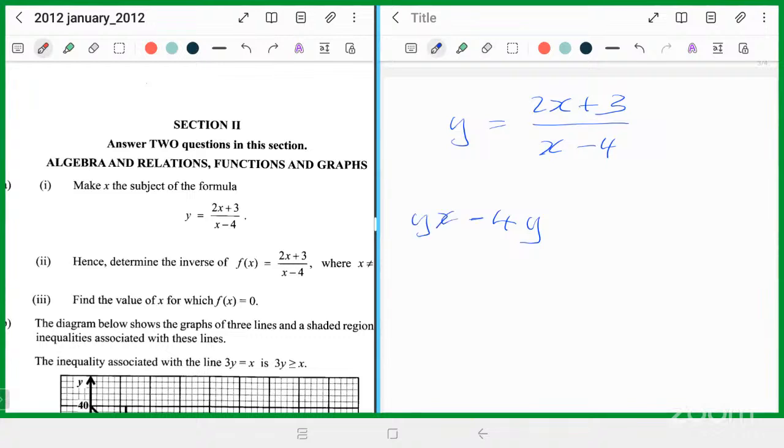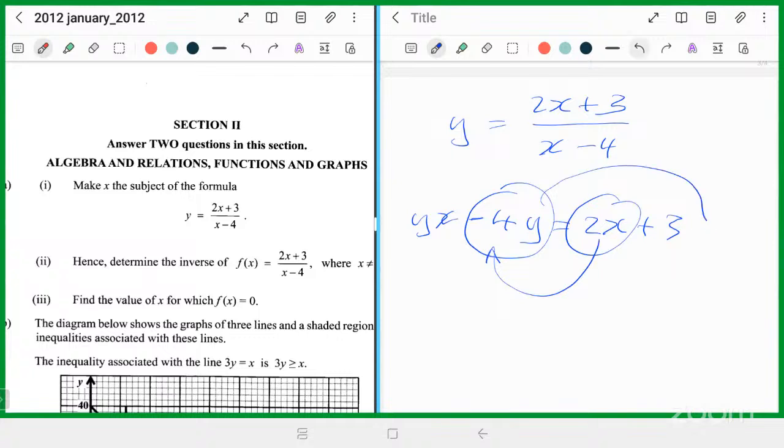Same thing. And it leaves us with this, 2x plus 3. Because you're trying to make x the subject, you want to get this 2x over onto this side. You're going to move this minus 4y over onto that side. That's the transposition we're making, and change the sign when you move them.